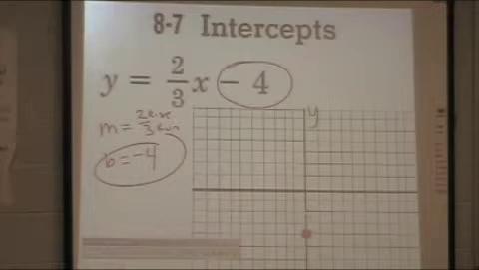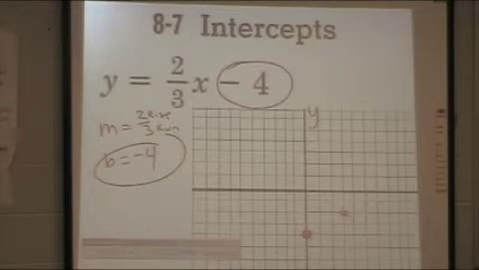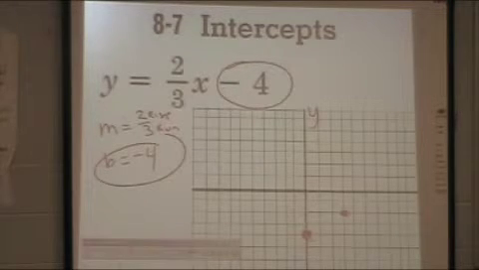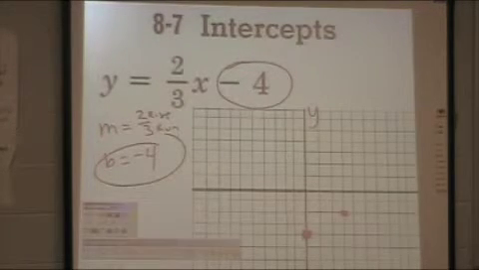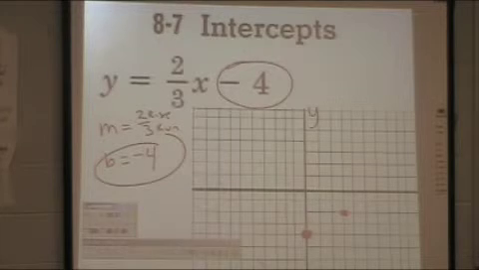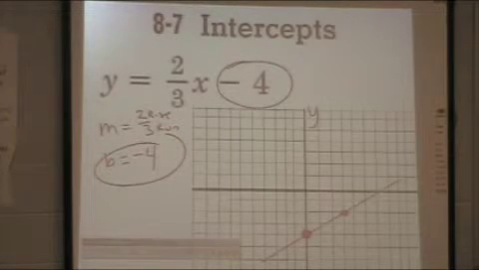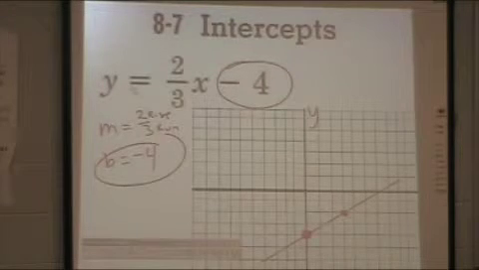So I rise 2 and run 3. From this point, you don't start back at the 0. You go from the point that you plotted. Now once you got your 2 points, you connect them with a line that continues on forever. And this right here is the graph of this equation.